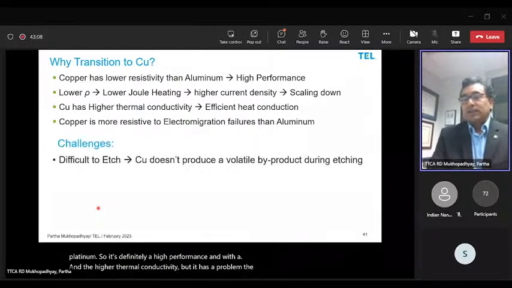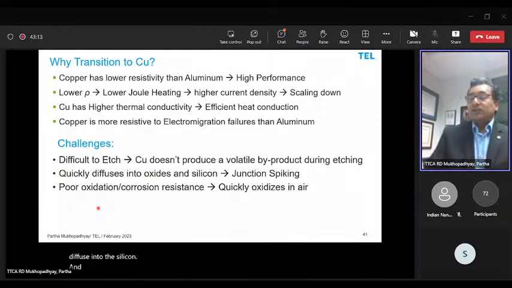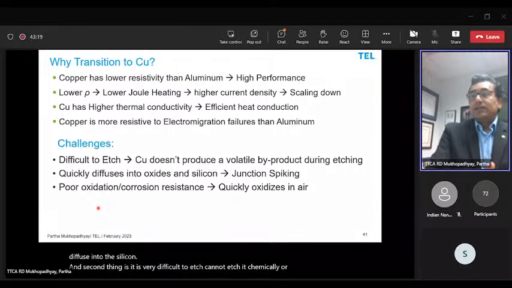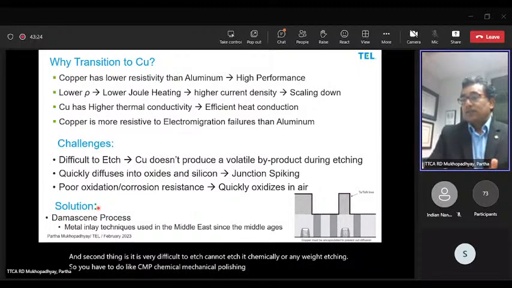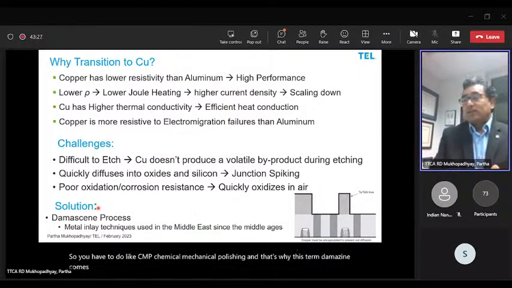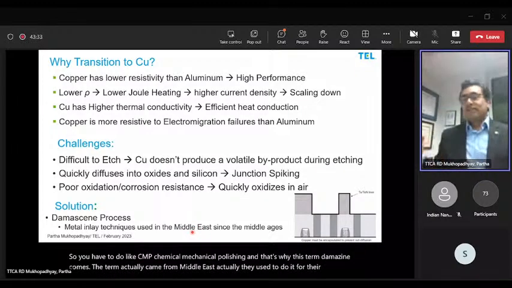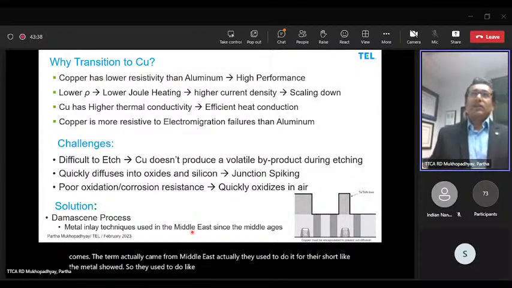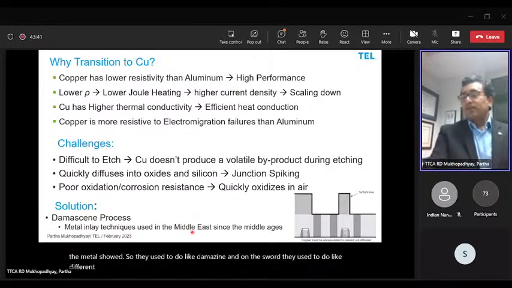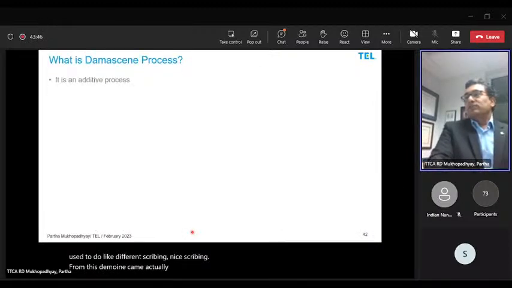The challenge is that it can easily diffuse into the silicon. And the second thing is it is very difficult to etch. You cannot etch it chemically or with any wet etching. So you have to do CMP, chemical mechanical polishing. And that's why this term damascene comes. The term actually came from the Middle East. They used to do it for their swords, the metal swords. They used to do damascene, and on the sword they used to do different scribing, nice scribing. From there, this damascene came actually. So what is that actually?